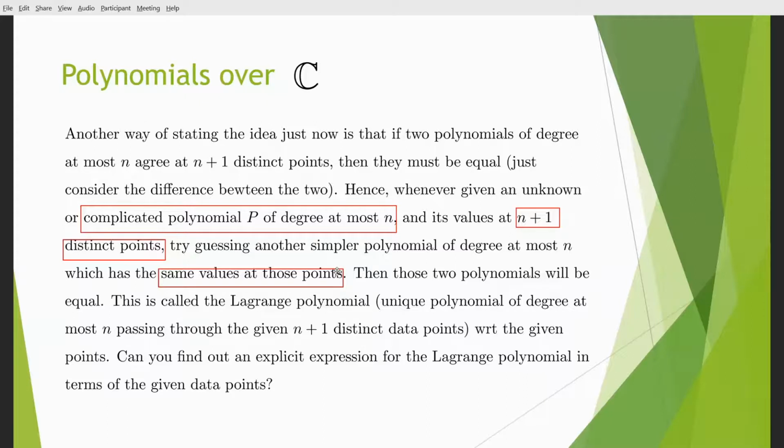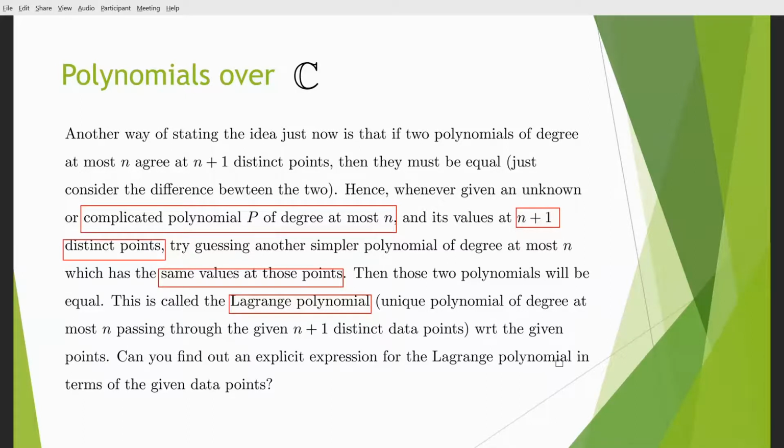Now this always simplifies our work because then you don't have to deal with the complicated or unknown polynomial anymore. You can deal with the simpler one. Now this special kind of polynomial has a name. It is called the Lagrange polynomial. What is the Lagrange polynomial? It is a unique polynomial of degree at most n passing through the given n plus 1 distinct data points.